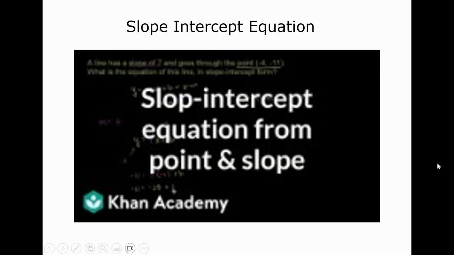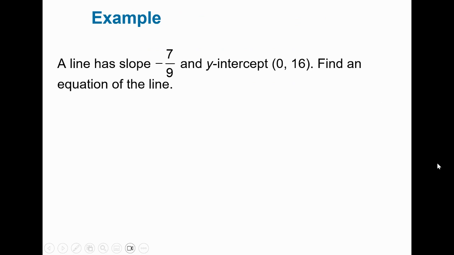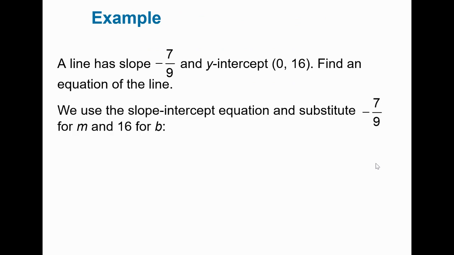There's a video that I've got inside of, you can see it in Google Slides, and you've got it on today's Canvas module. Anyways, a line has a slope of negative 7/9 and a y-intercept of (0, 16). Find the equation of the line.